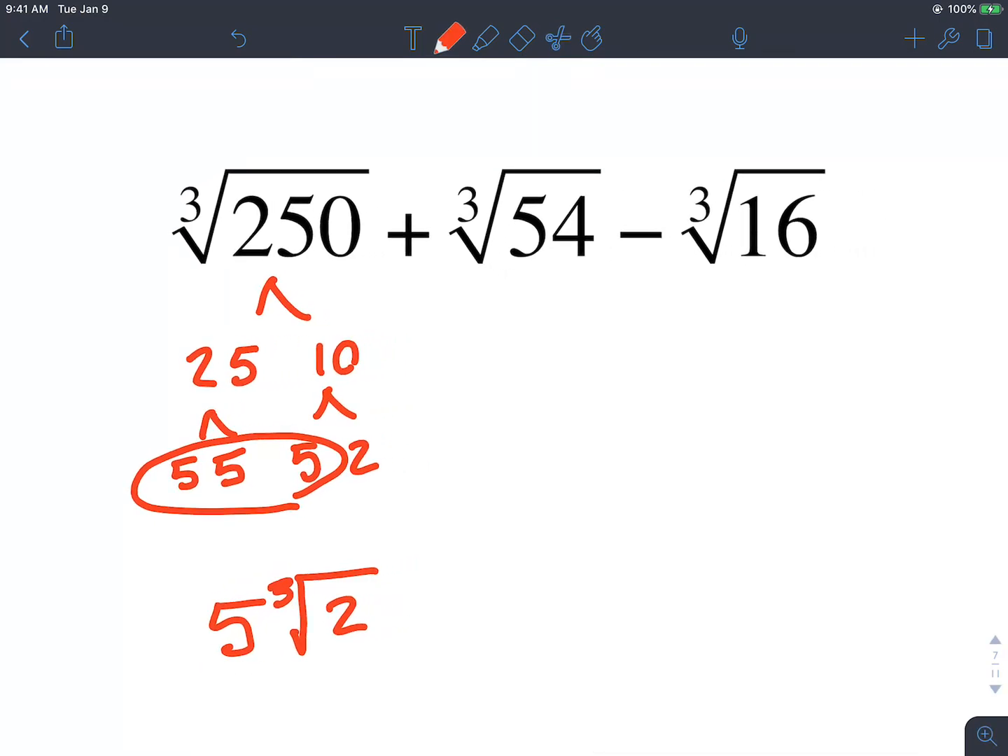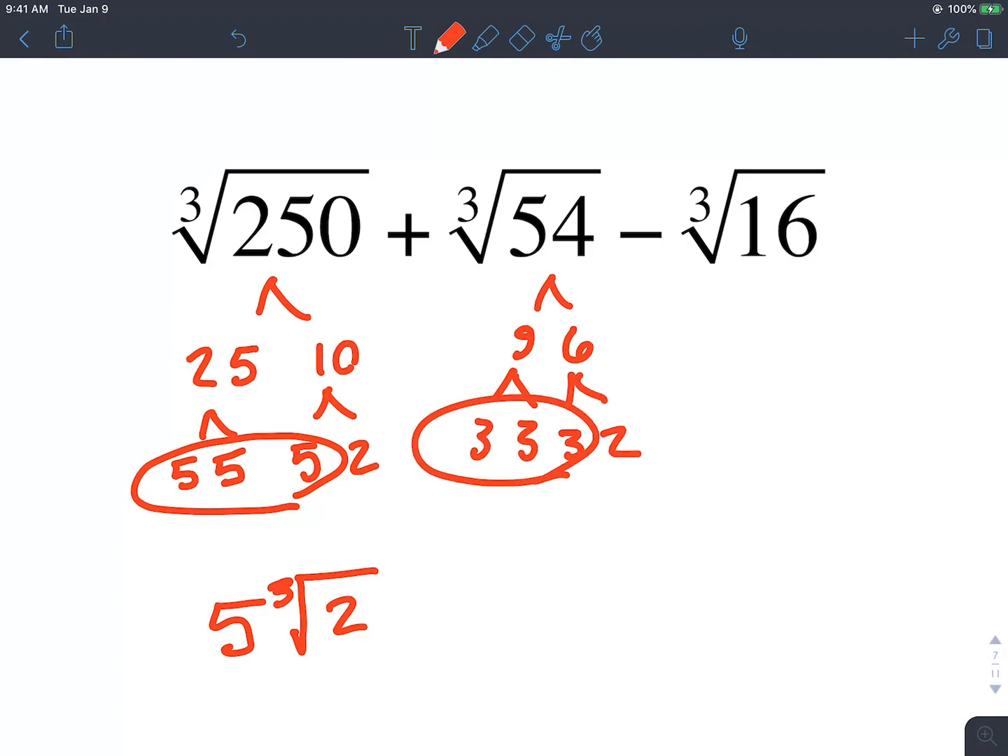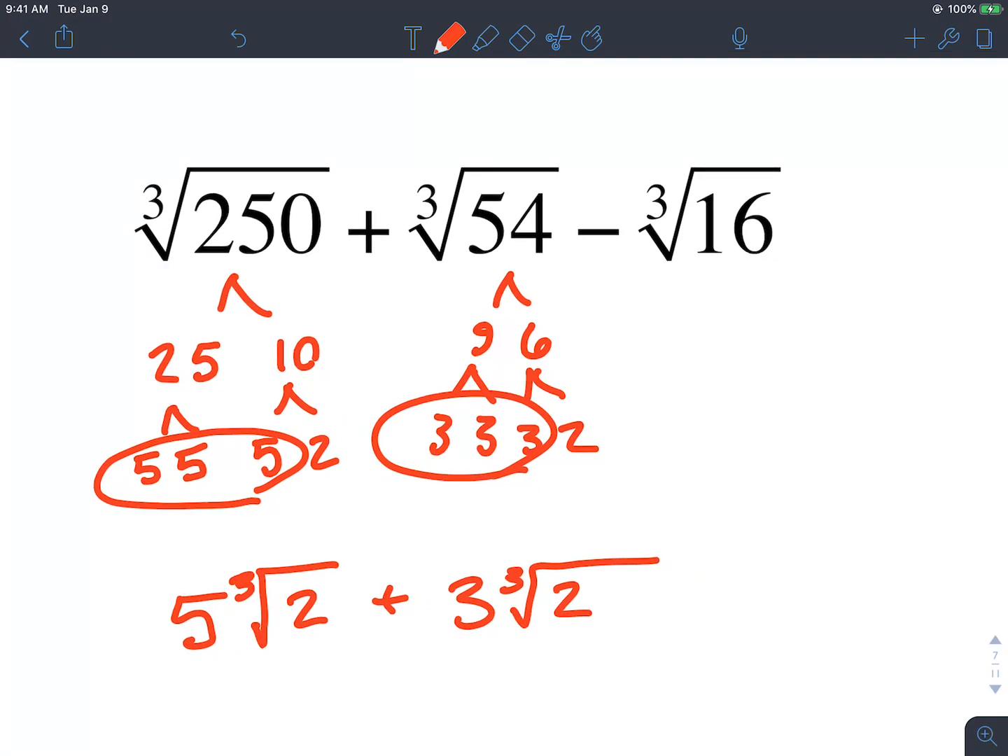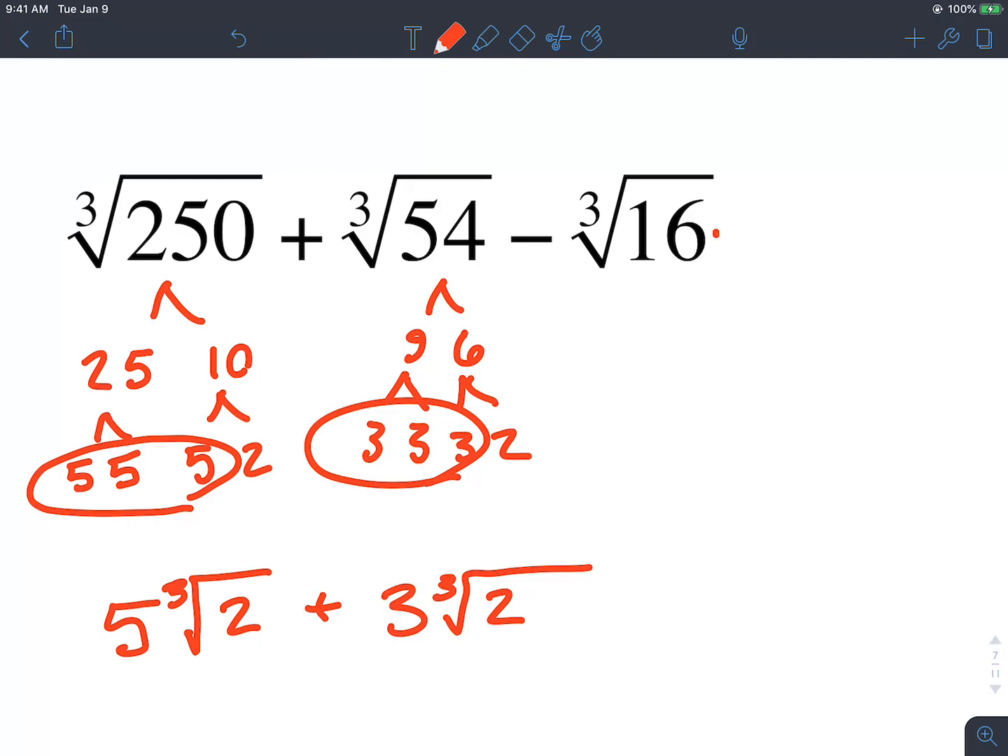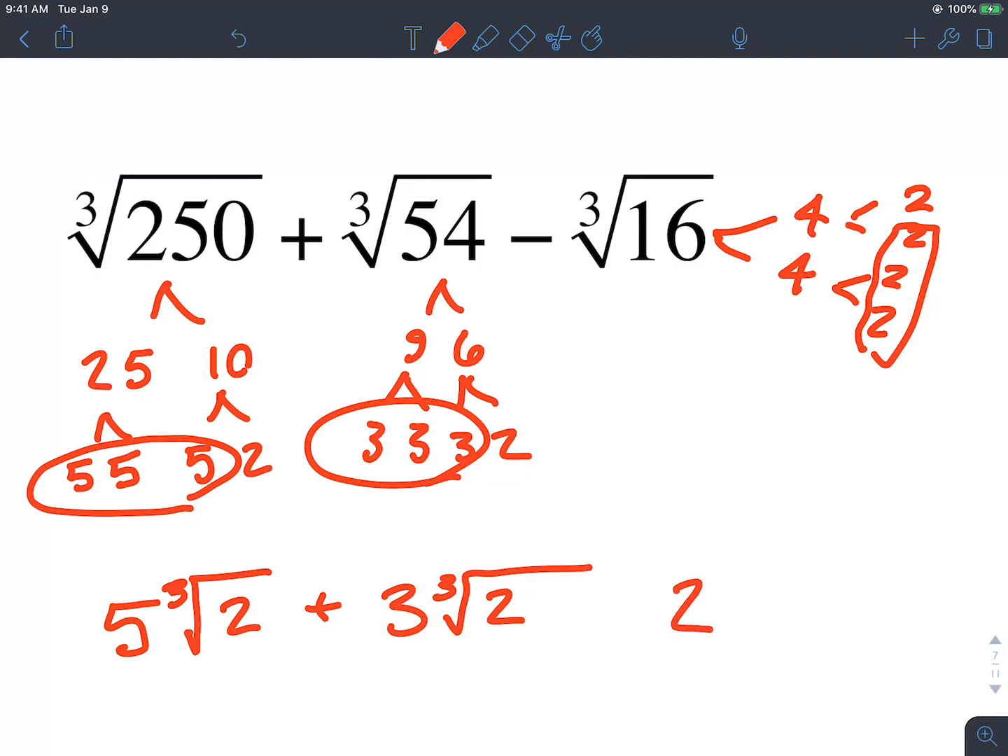Okay. Let's see what's going on with this next one here, 54. You could go 9 and 6. 9 you can go 3 and 3. 6 you can go 3 and 2. So this will be plus 3 and then cube root of 2. And I guess we got this last one here, 16. Break that down, you can go 4 and 4, and then 2, 2, 2, 2. And then you got one group of 2's right there. So that'll be 2 and then cube root of 2 left over.